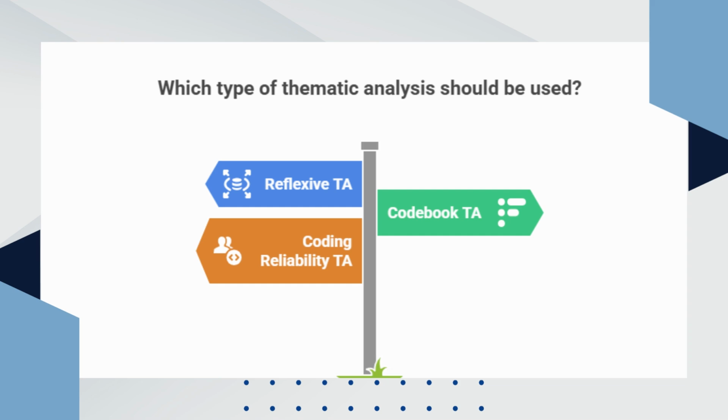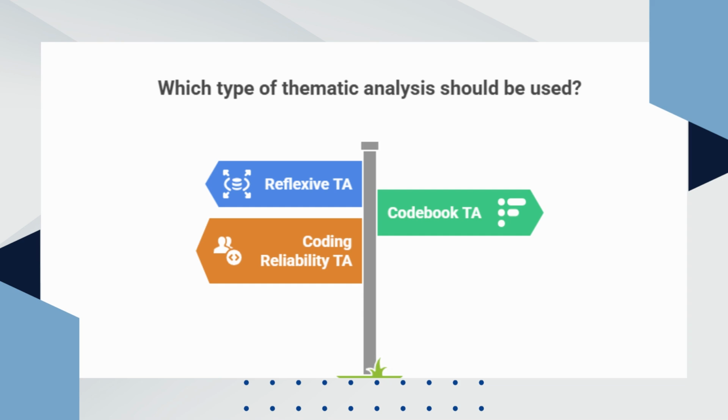Third, coding reliability thematic analysis. This approach focuses on coding as a technical process where multiple coders independently label the data and then compare results to check for inter-coder reliability or agreement. It is more positivist in nature, aiming for objectivity and replicability. It is used in large-scale studies where reliability and accuracy are prioritized. In education, psychology, and communication research, where researchers want to show that their coding is systematic and not just personal interpretation.